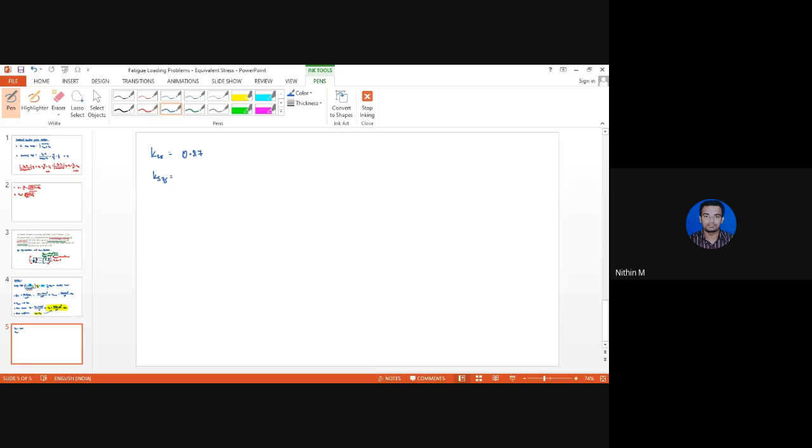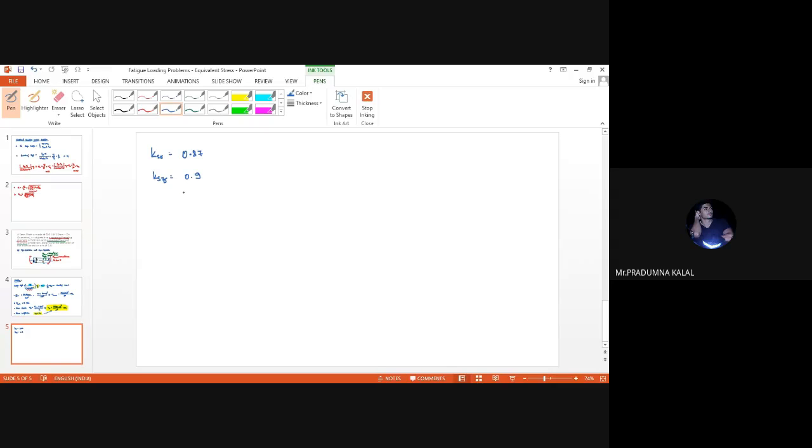Then what about KSZ? The diameter of the component is not known, right? We do not know the diameter of the component. Let me assume that the diameter of the component is between 10 mm and 50 mm. Why? In order to calculate the size factor, we need to know the value of the diameter. That is the problem. So let me assume that the size is between 10 and 50 mm. So what will be the value of KSZ then? 0.9, right?